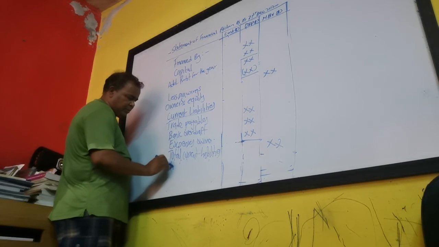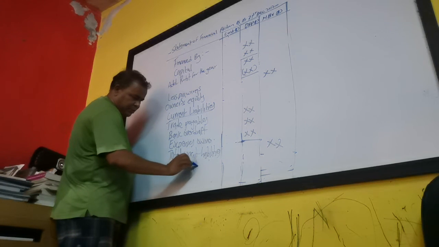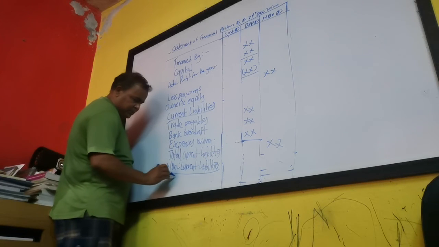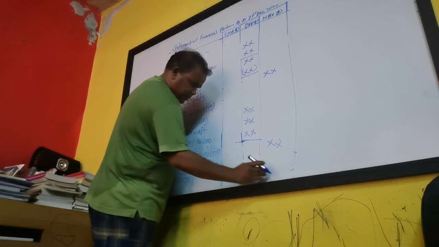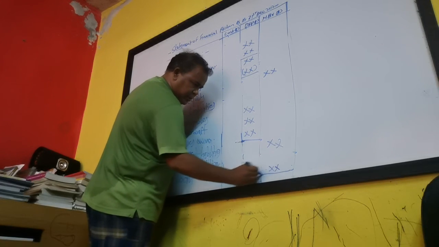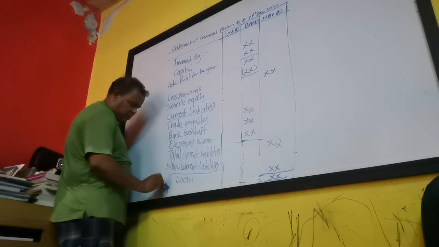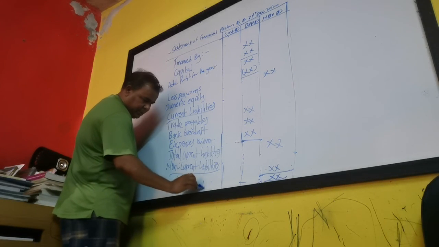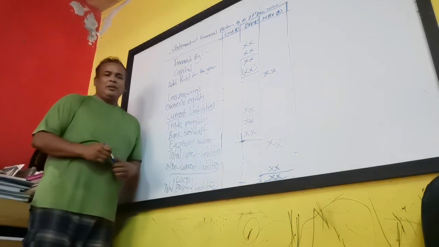And then we will have the last one, non-current liabilities. This one will have loan. In the last column we'll have loan, and then we close it. This will give us total equity, means capital, total equity and liabilities. So in the statement of financial position, assets must be equal to liabilities.